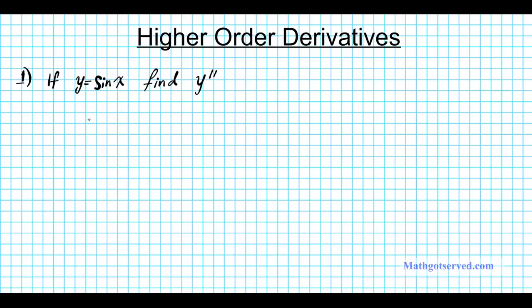So we have y equals sine x. When we differentiate first, y prime is the derivative of sine, which is cosine x. Now let's differentiate again. The derivative of y prime is y double prime, which is equal to the derivative of cosine x, which is negative sine x. So there goes your final answer.